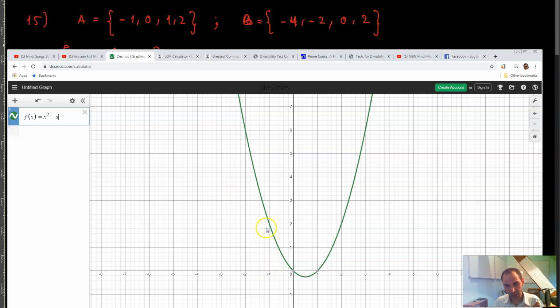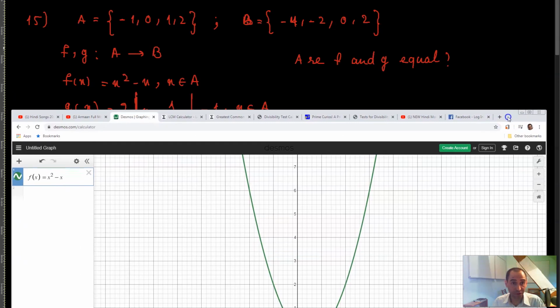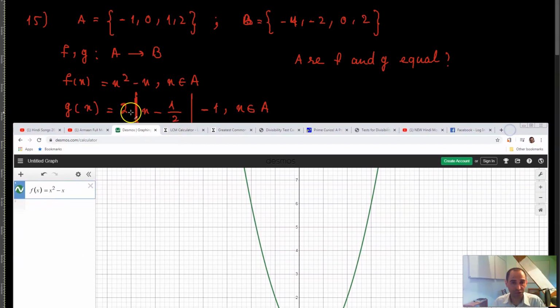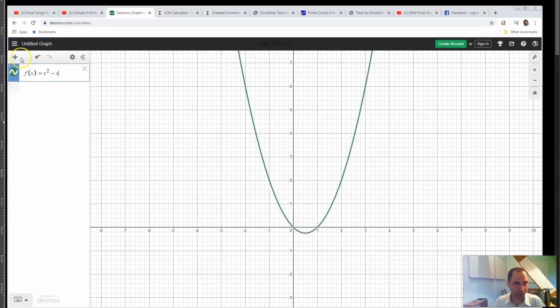So for negative 1, the output of the function is here, for 0 is here, for 1 is here, and for 2 is here. So only these 4 points are important. Other than that, nothing is important. Now, if I do the graph of this function, which is basically the absolute value function, I don't really know how to do it here, but let's see.